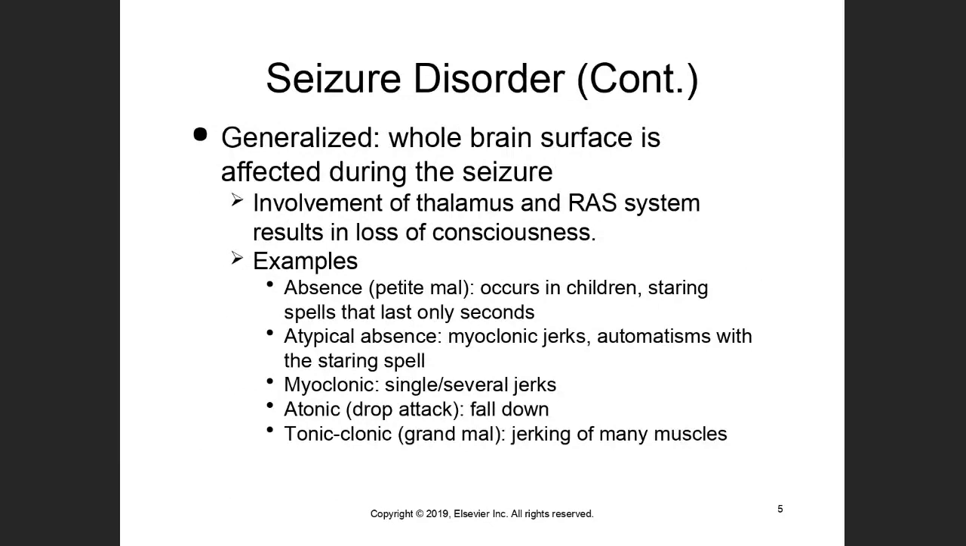Generalized means the whole brain surface is affected during the seizure, with involvement of the thalamus and the reward system, resulting in loss of consciousness. Example: absence seizure, petit mal. Absence seizures are common in the pediatric population. Atypical absence, myoclonic, atonic, clonic. Tonic-clonic is the grand mal, the one where the patient is on the floor with movement of the whole body. It's also called the grand mal.